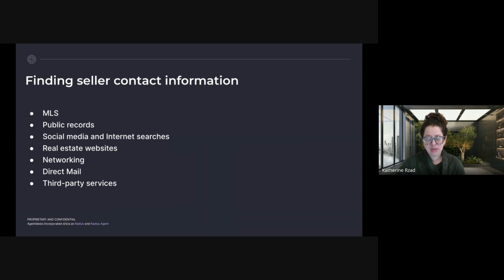And then also you have to be cognizant of the Do Not Call registry, and any of your local real estate advertising rules in any of this. So make sure that you're being respectful and ethical.